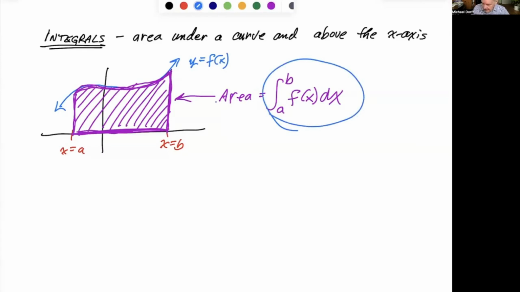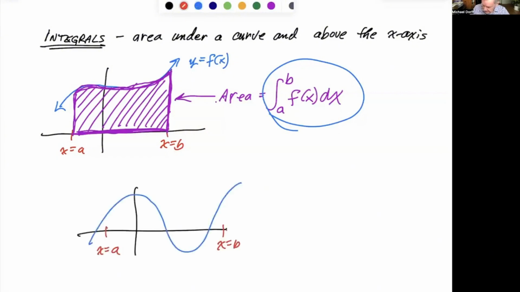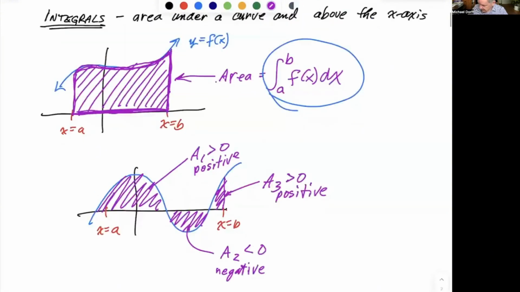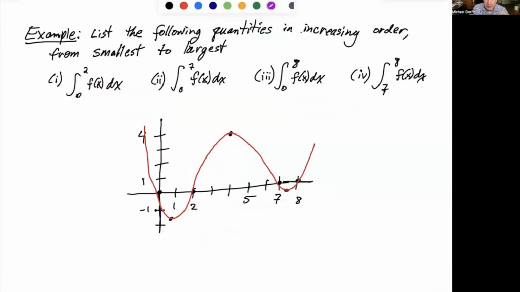When you see this integral symbol, you can think of it as area below the curve and above the x-axis. Now, we also talked about last time that if your curve dips below the axis, then you can think of it as this part here, A1, and that's going to be a positive area. When it goes over here below the x-axis, that's A2, that's going to be a negative area. This would be A3, and that would also be positive. Let's look at an example of this. Here we have this red curve.